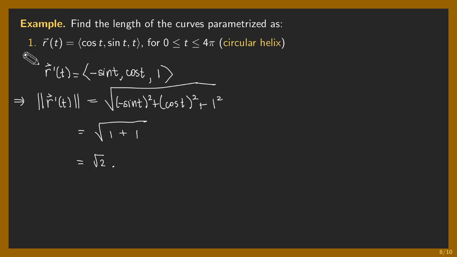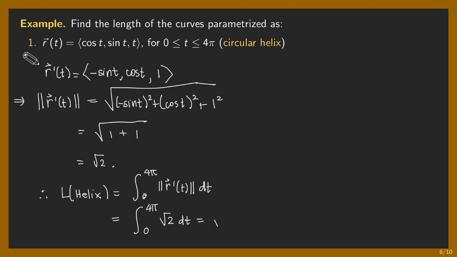Okay? Right. So therefore, the length of the helix is equal to the integral from a to b, in this case 0 to 4 pi, of the norm of the vector derivative. So I get the integral from 0 to 4 pi of square root of 2 dt. So this is an easy integral. So you can see square root of 2, and this one is 4 pi. So the length is 4 square root of 2 pi.